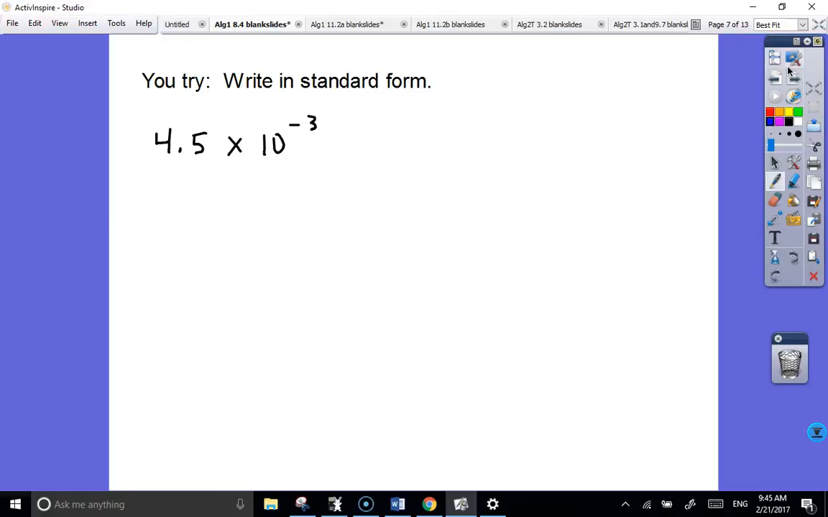Is this a really big number or a really small number? Small. It's a really small number, right? So this is going to be, what is it starting with? 0.0045. Does that look right? 1, 2, 3. So that's exactly right.